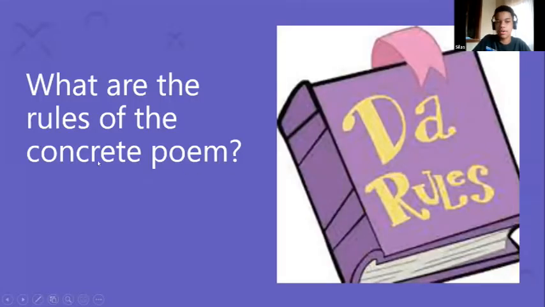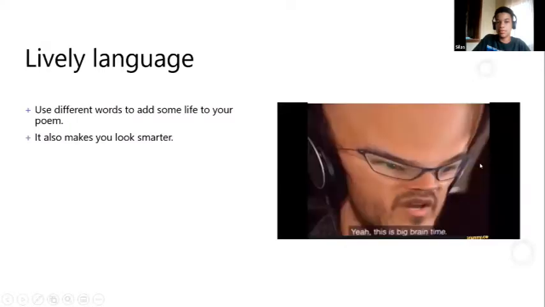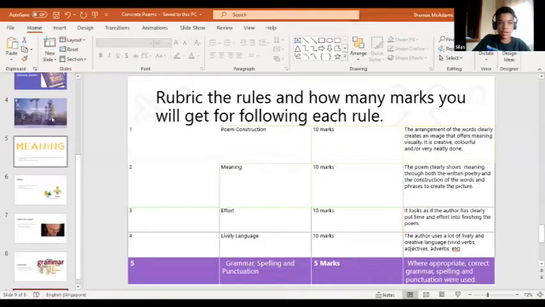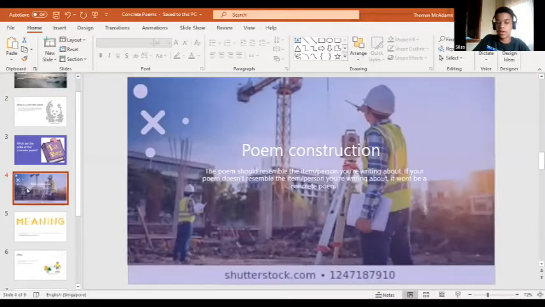All right, so what are the rules of the concrete poem? Well, 1. Poem construction. The poem should resemble the item/person you're writing about. If your poem does not resemble the item/person you're writing about, it won't be a concrete poem. So you see here, the one from the first slide right over here, it resembles a panda, which is what the concrete poem is about. If your poem does not resemble the thing that you're talking about, it won't be a concrete poem.